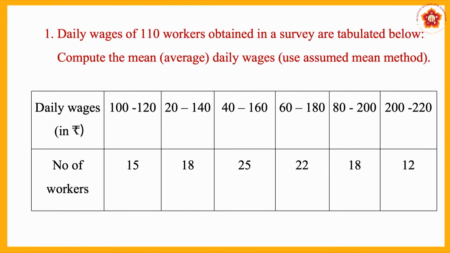The first problem: daily wages of 110 workers obtained in a survey are tabulated below. Compute the mean. Mean is also called the average. You have to find the mean wages using the assumed mean method. To use the assumed mean method, what are the columns required? Let us see.